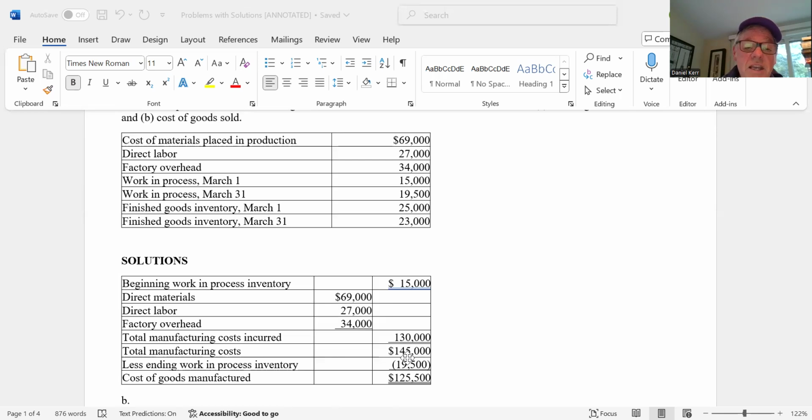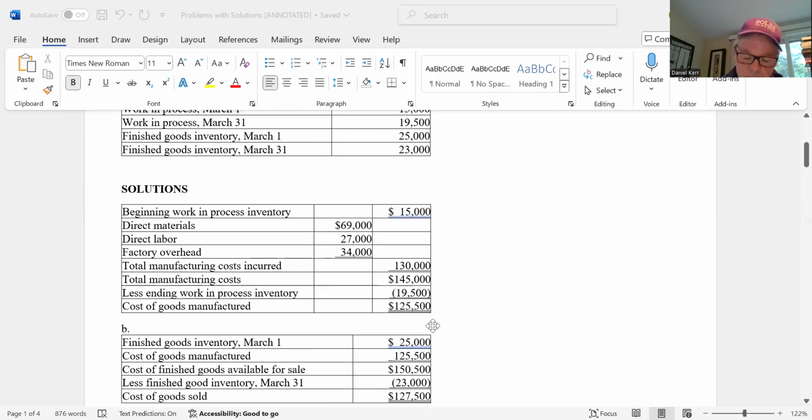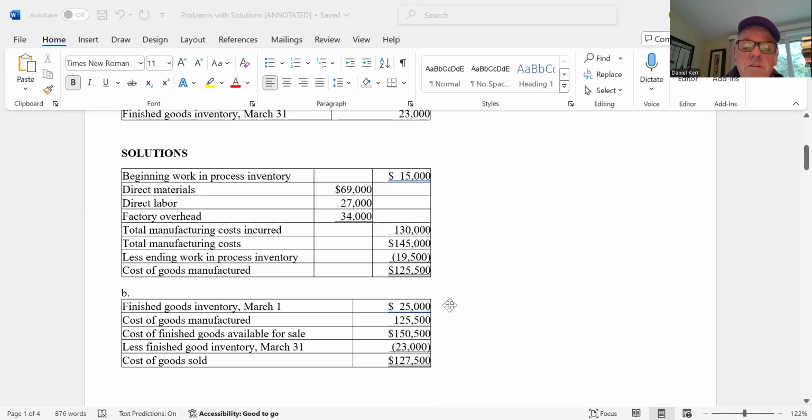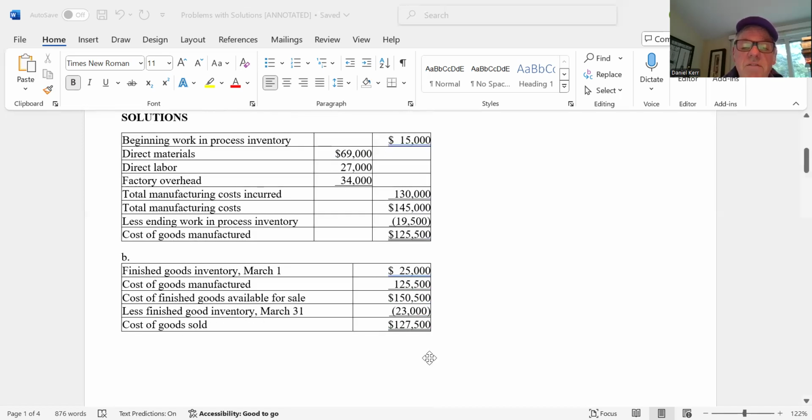Then you subtract out the ending work in process inventory. So you get cost of goods manufactured of 125,000. Then to get cost of goods sold, it's simply beginning inventory plus the cost of goods manufactured gives us goods available, minus the ending inventory gives us cost of goods sold. So cost of goods manufactured 125,500, cost of goods sold 127,500. I think just about everyone got that right.